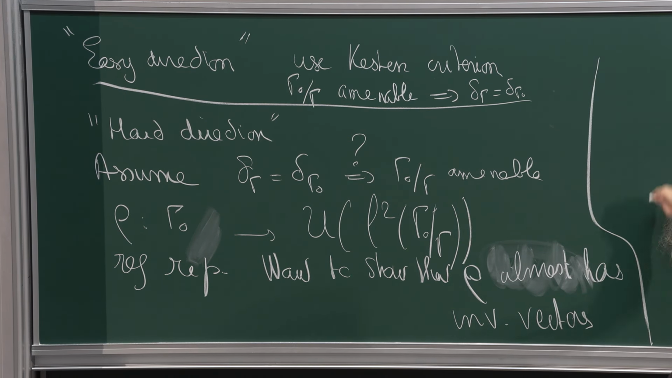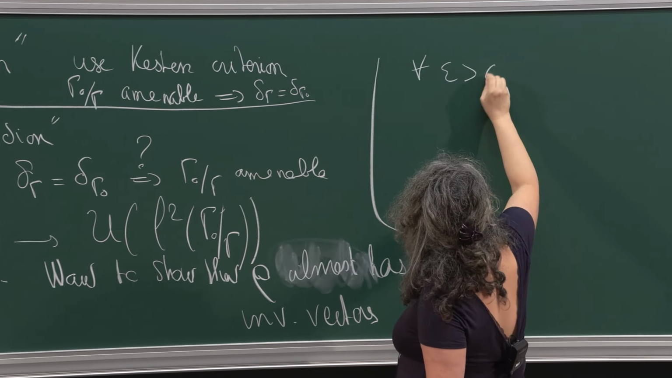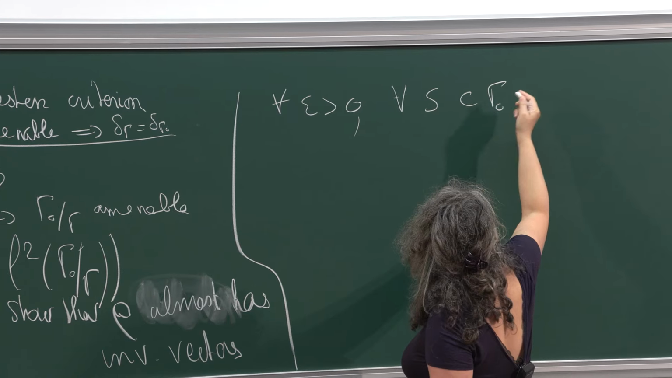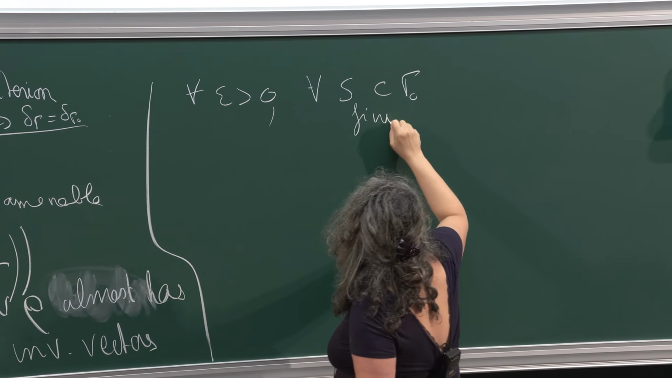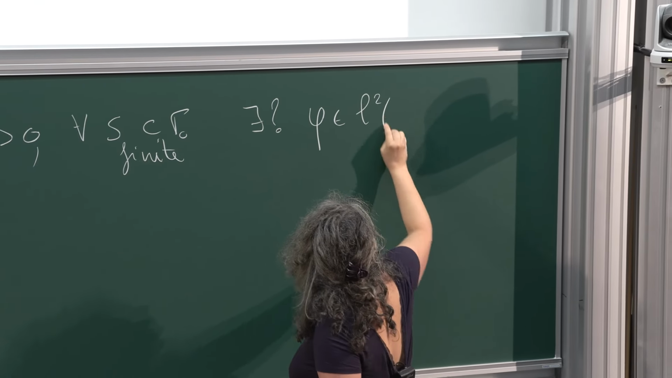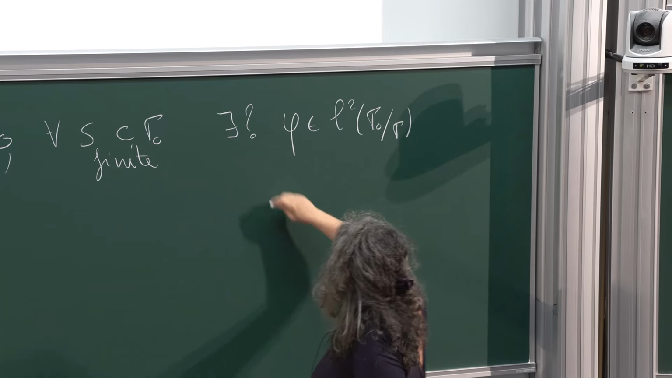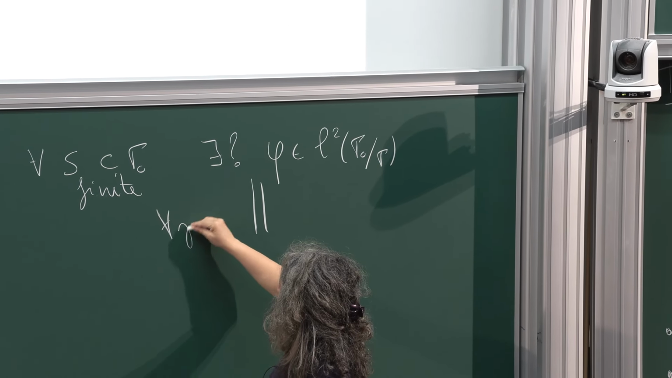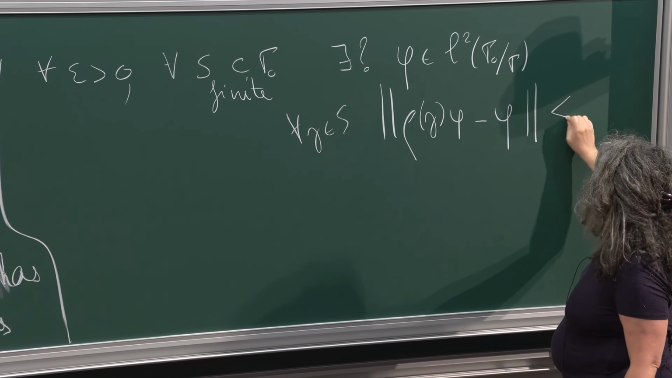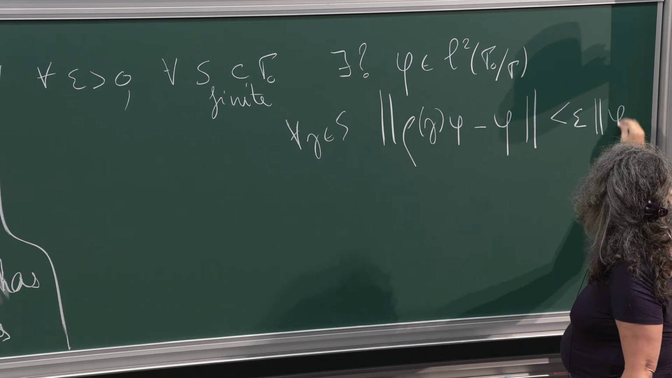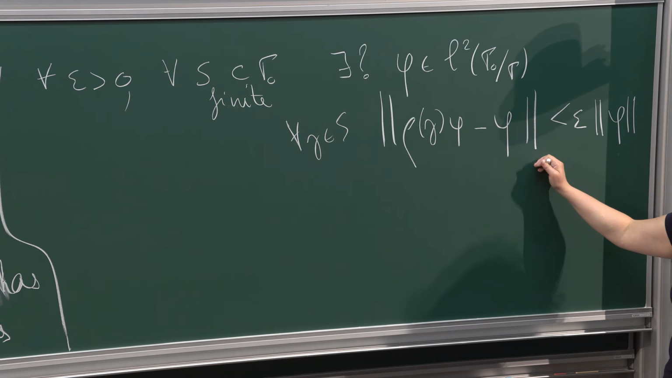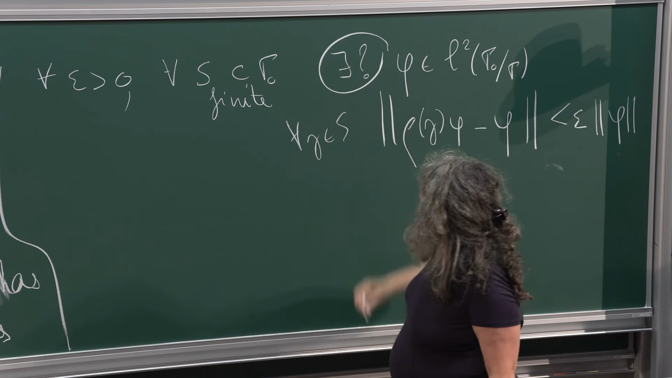So it means that what we want is that for every epsilon and every finite subset S in gamma 0 mod gamma or gamma 0, we want to find an element phi in L2 of gamma 0 mod gamma such that for all gamma in S, rho of gamma phi is close to phi, up to epsilon. And you have to normalize the norm, so either you assume that it has norm 1 or you put the norm here. That's what we want to build.